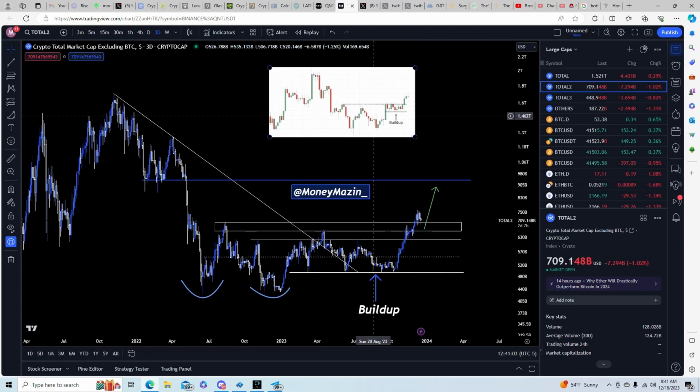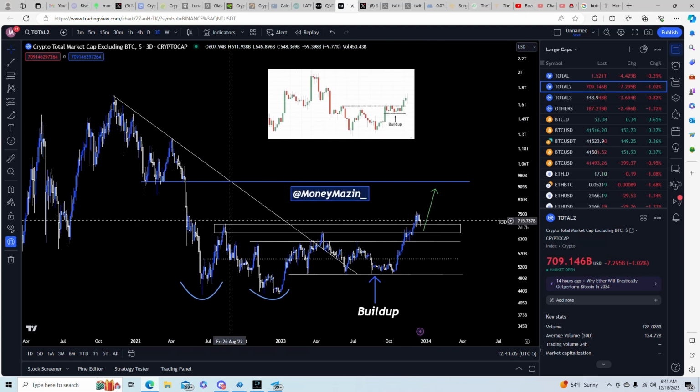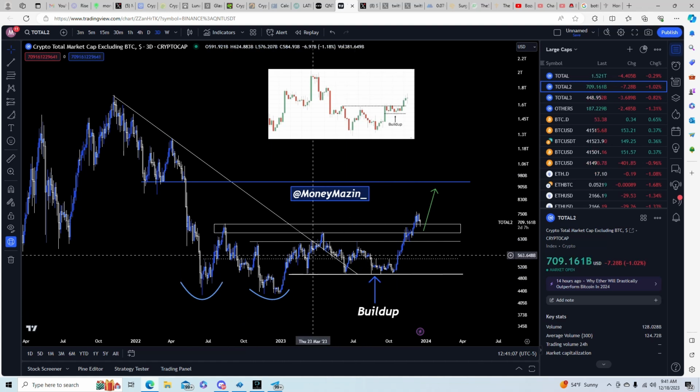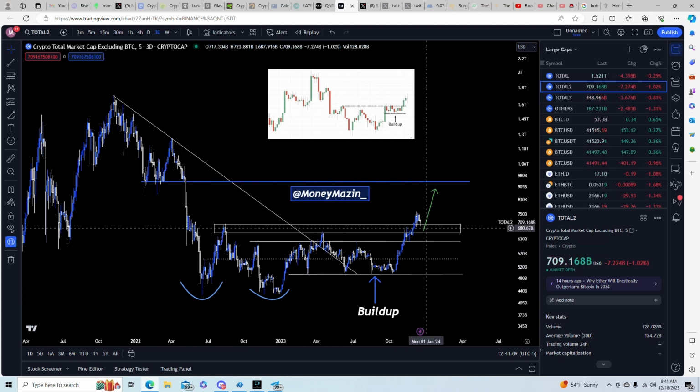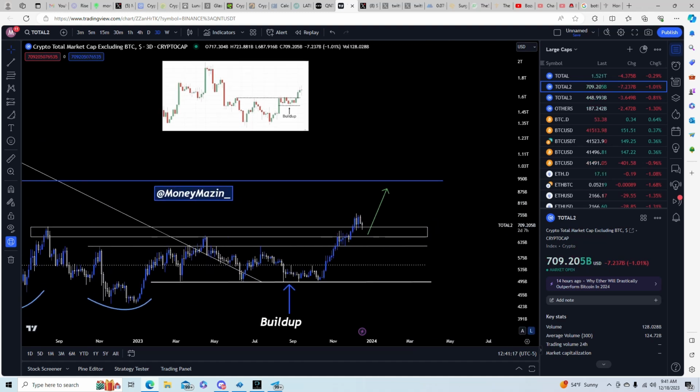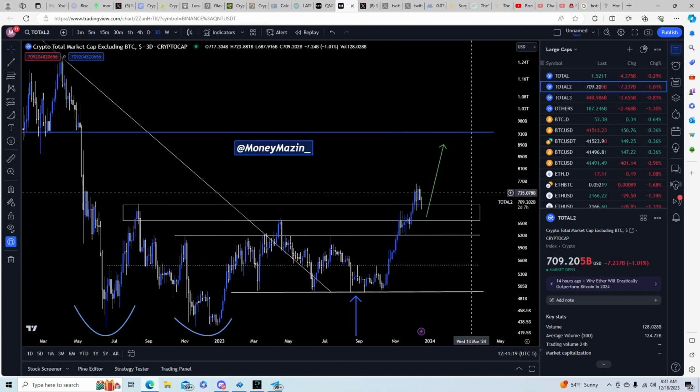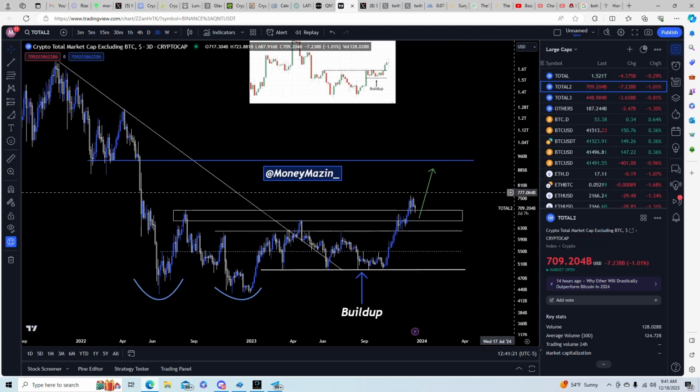Total Cap 2, we have a double bottom continuation build up phase. Broke the downtrend, double bottom, build up within this range, breakout. We're going to hold this box. I don't have any doubt in my mind. 657 to 700 billion, and we are holding this. If you check this out on the 3-day, the candle is above the box, and we are wicked below.